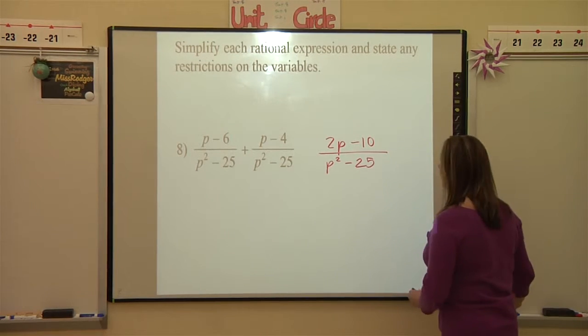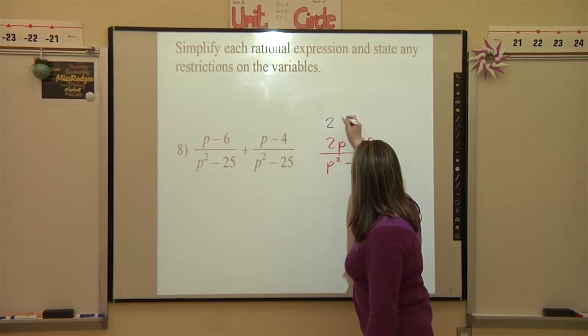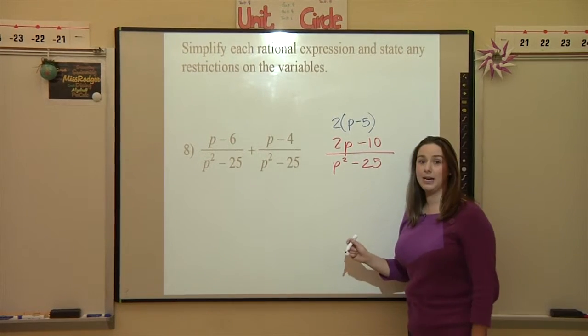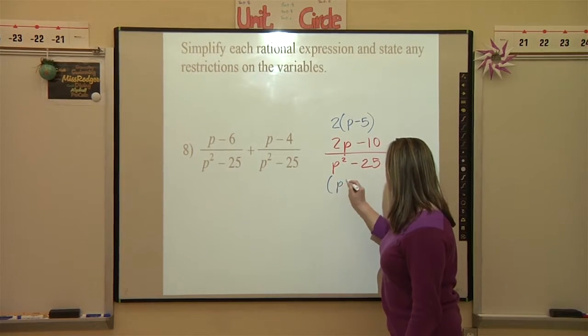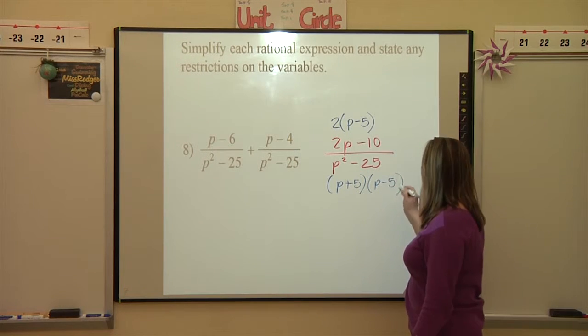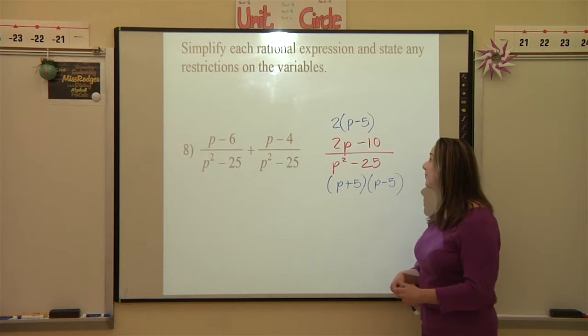So for our numerator, we can factor out a 2: 2 parentheses p minus 5. In the denominator, this is going to factor to be p plus 5 and p minus 5. Notice that your b term is missing from standard form.